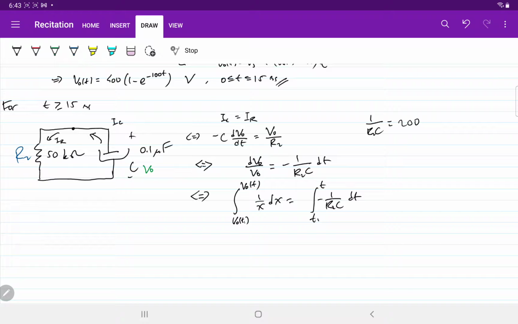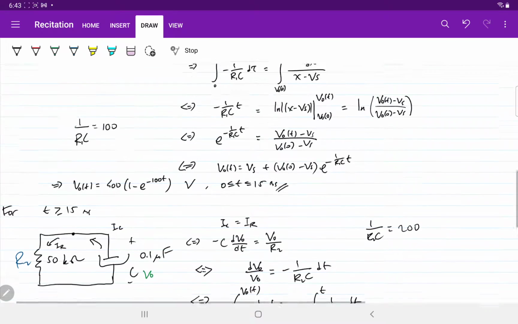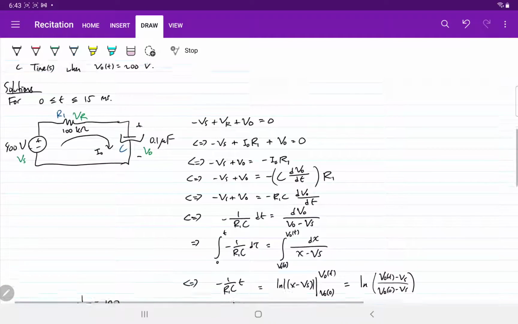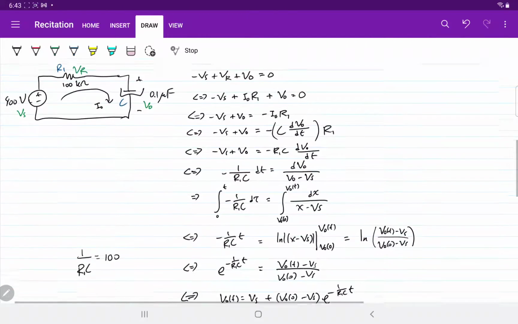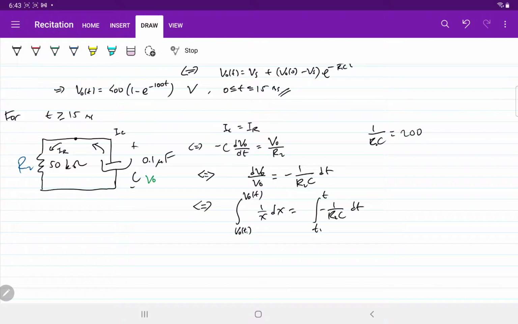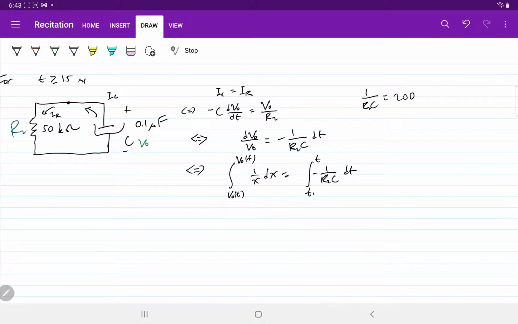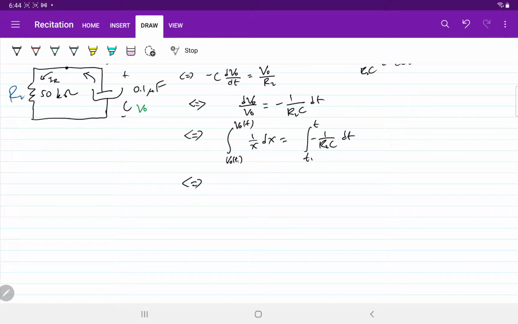Why do I have t1 here but 0 there? Because that was defined for t from 0, but here it is defined for t greater than or equal to 15 milliseconds, so that's why I put t1 there. This is the natural logarithm of the absolute value of x, from V0(t1) to V0(t), which equals minus 1/(R2C) times (t minus t1).